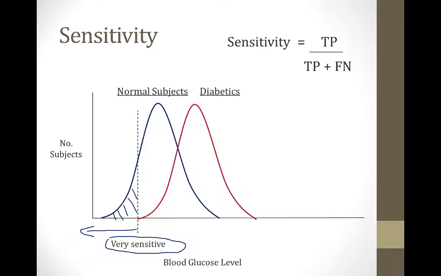On the other hand, if you're positive with a very sensitive test, you may be a true positive because the test picks up a lot of true positives, all these red patients here, but it also picks up a lot of false positives, all these patients under the blue curve right here.